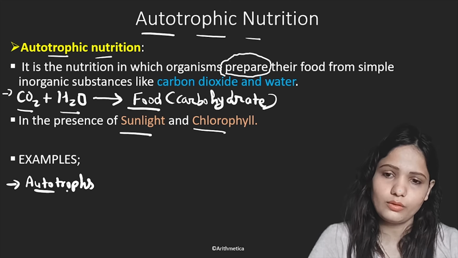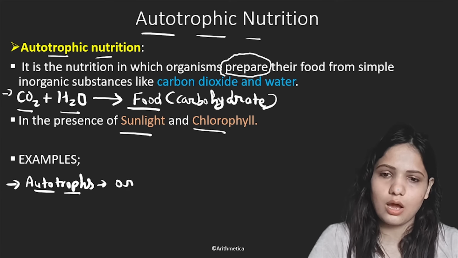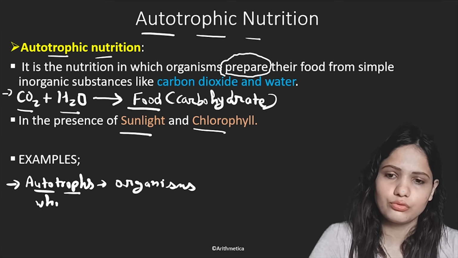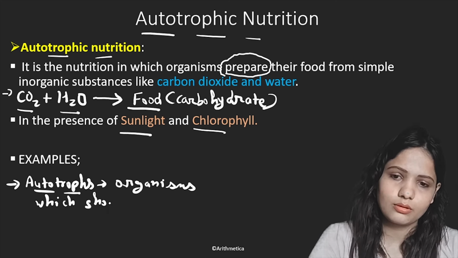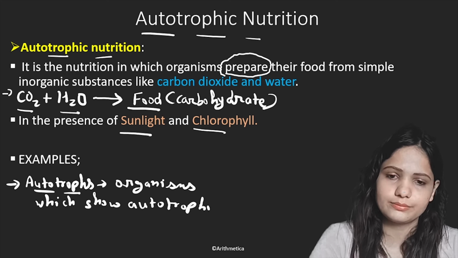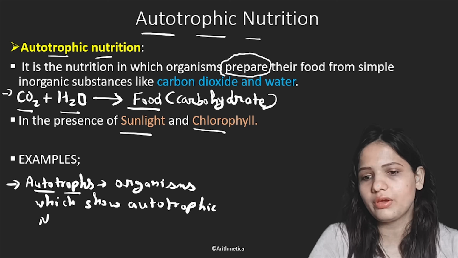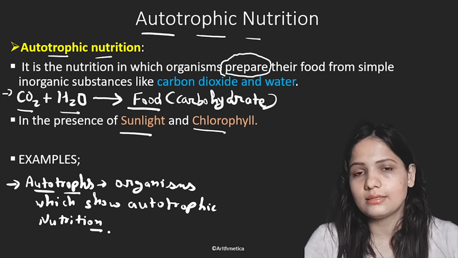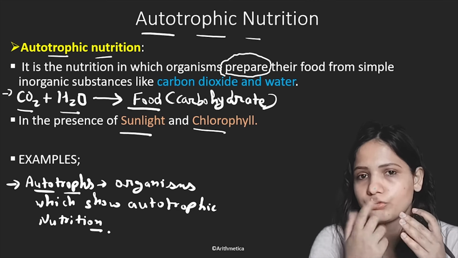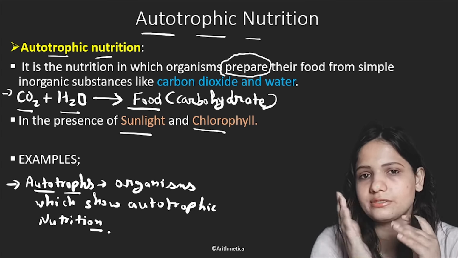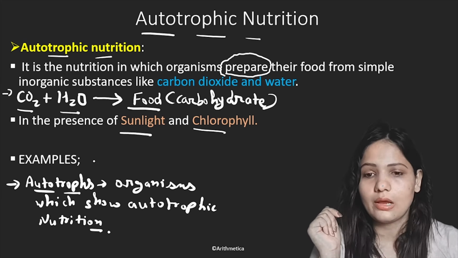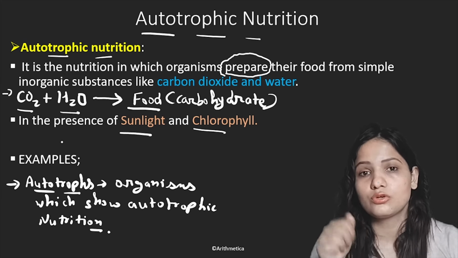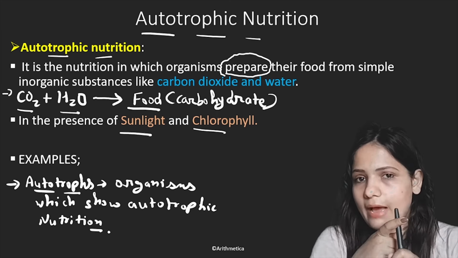Autotrophs. What are autotrophs? Autotrophs are the organisms which show autotrophic nutrition. If we see examples of autotrophs, what are the examples? All the green plants. All the green plants show autotrophic nutrition because they have chlorophyll.